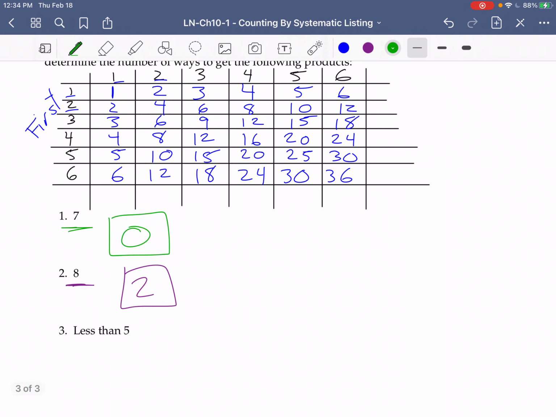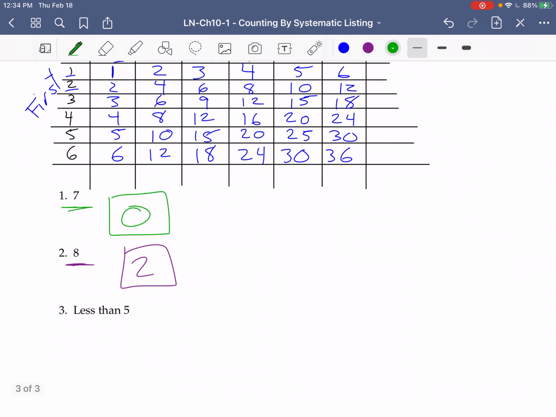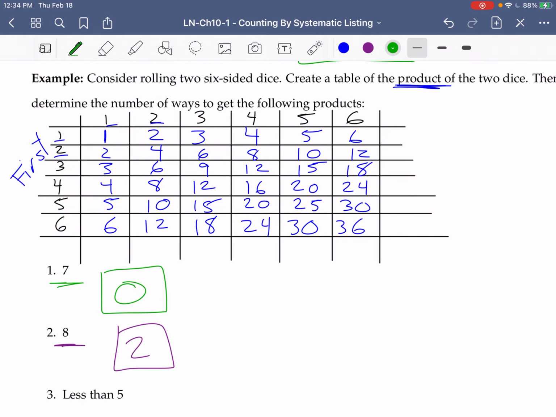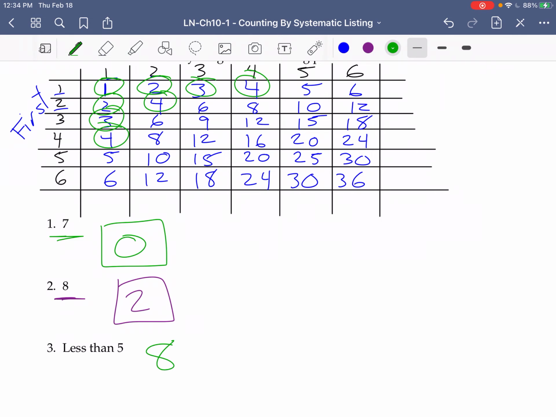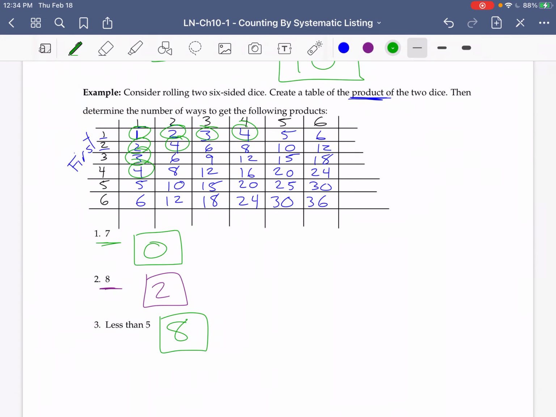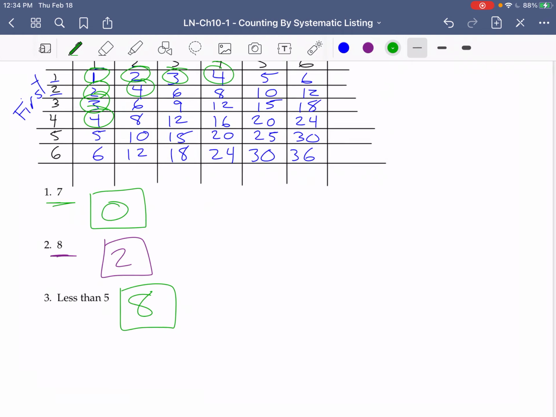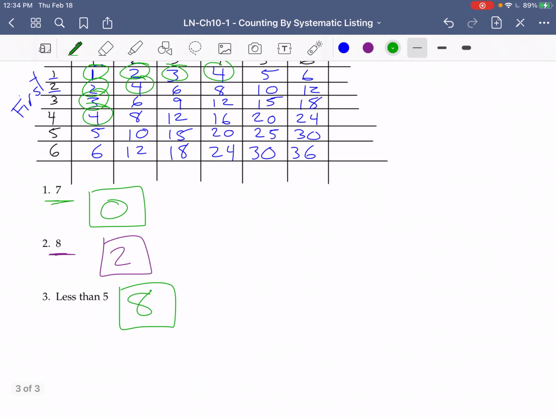If we want to count the number of ways to get a product that is less than 5, we're just going through here. So we have 1, 2, 3, 4, less than 5, and so that would not include 5. All right, so 1, 2, 3, 4, 5, 6, 7, 8 different ways. It looks like there are 8 ways to get a product that is less than 5. And that's how we can count by systematic listing.